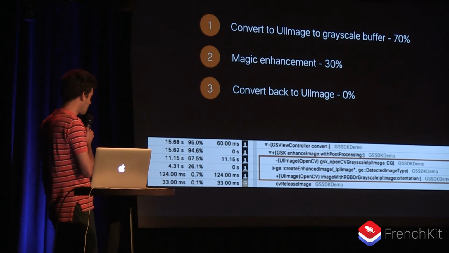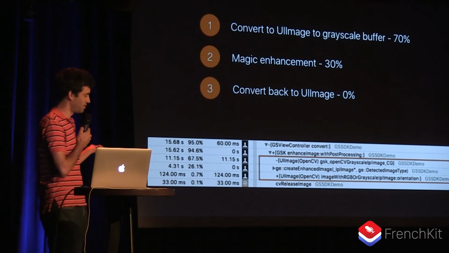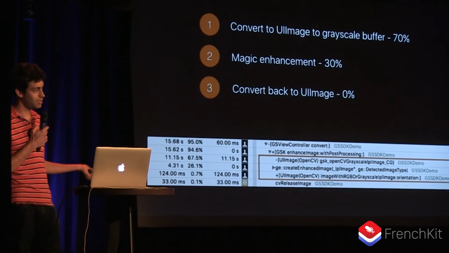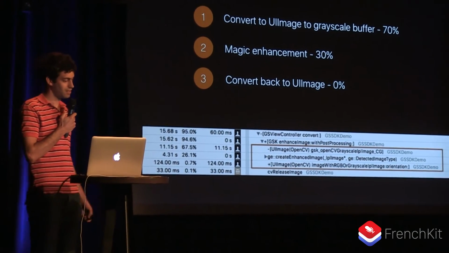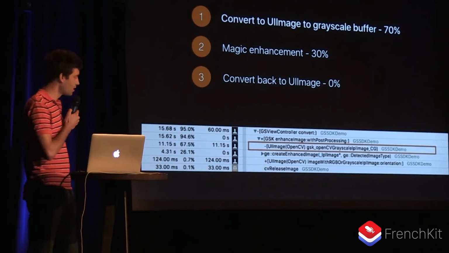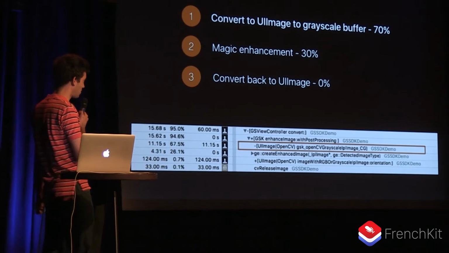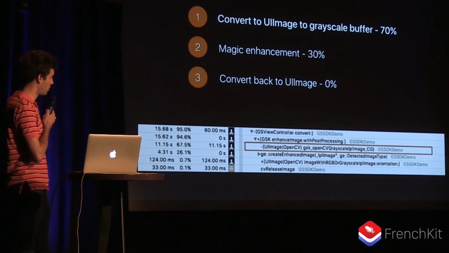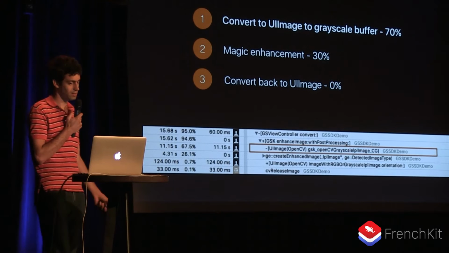It sounds fair, I want to enhance my image. It's normal that I spend some time on the actual enhancement. But 11 seconds for this conversion from RGB to grayscale, that seems like a lot. So we have found this hotspot. That's the conversion from RGB to grayscale, and that's what we are going to try to look at.